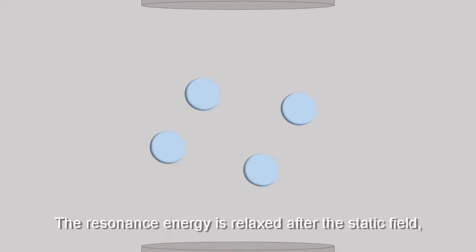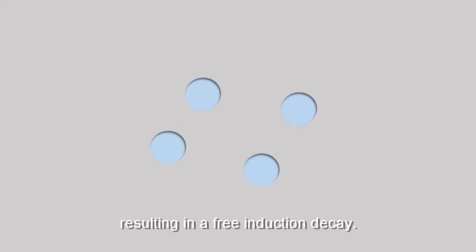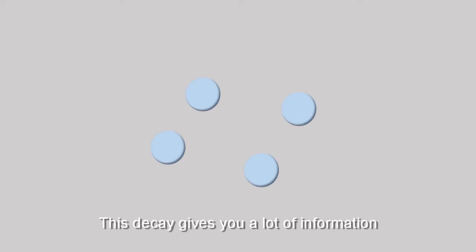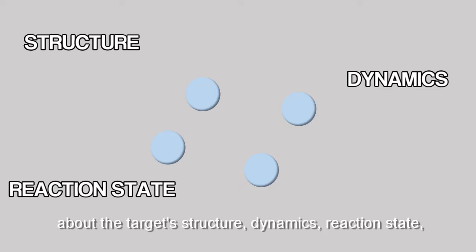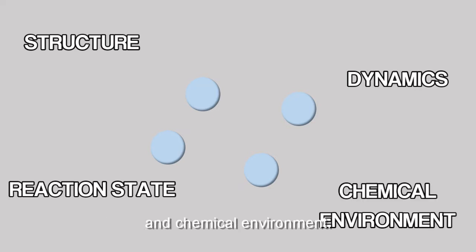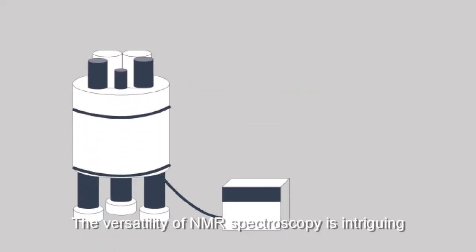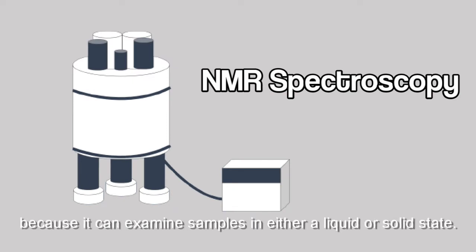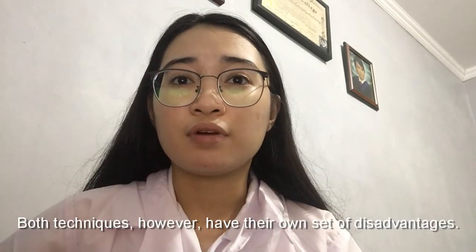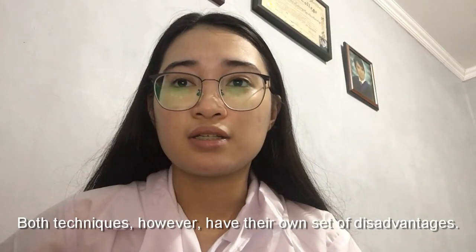The resonance energy is relaxed after the static field, resulting in a free induction decay. This decay gives you a lot of information about the target structure, dynamics, reaction state, and chemical environment. The versatility of NMR spectroscopy is intriguing because it can examine samples in either a liquid or solid state. Both techniques, however, have their own set of disadvantages.